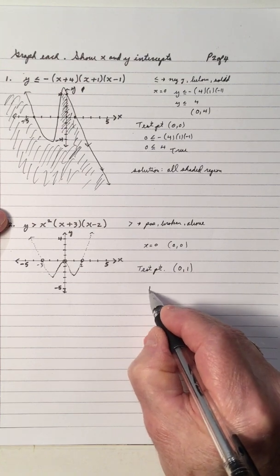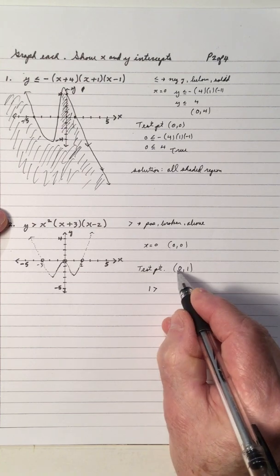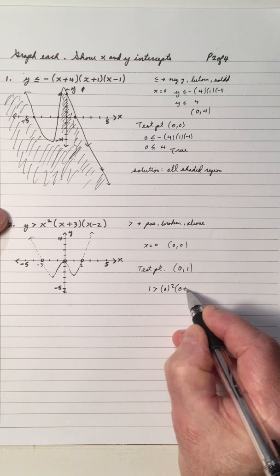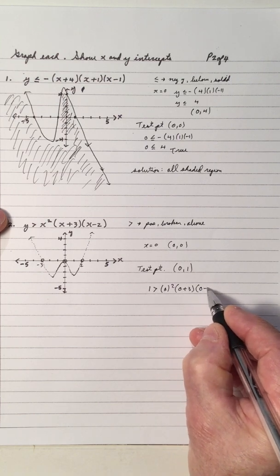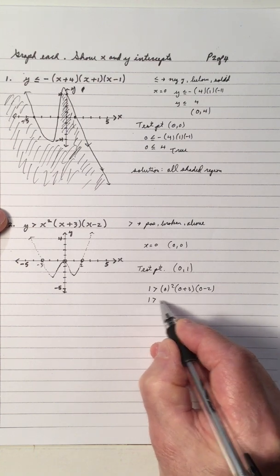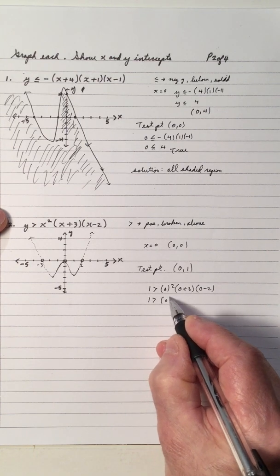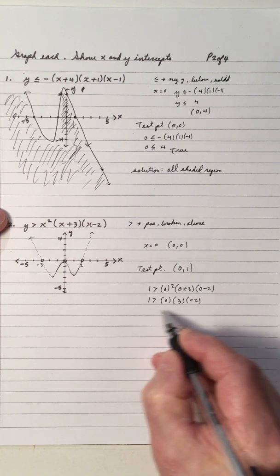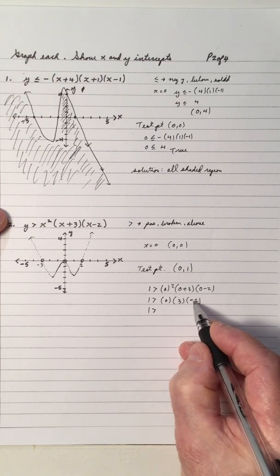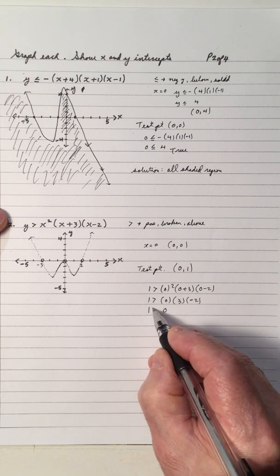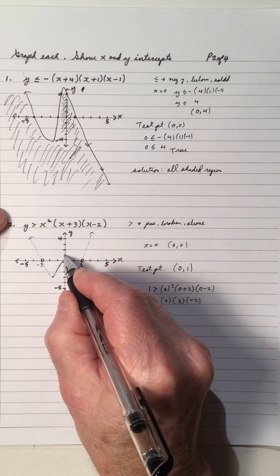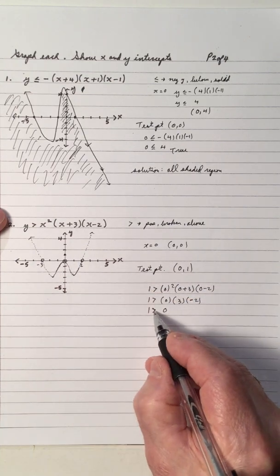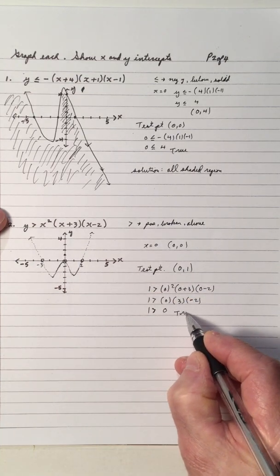Y is 1, greater than. X is 0, so it's 0 squared, 0 plus 3, 0 minus 2. 1 is greater than. That's 0. That's a 3. That's a negative 2. 1 is greater than 0 times negative 6, which is 0. So this test point is right here. So 1 is greater than 0, that's true.